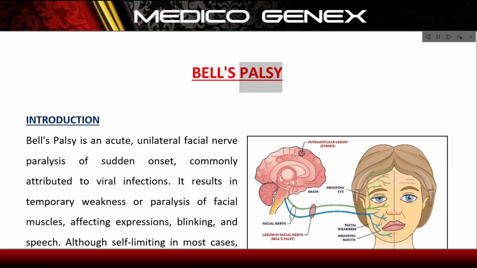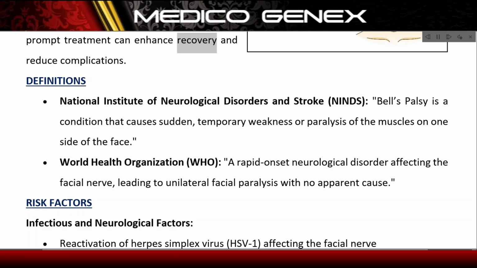Bell's palsy. Introduction. Bell's palsy is an acute, unilateral facial nerve paralysis of sudden onset, commonly attributed to viral infections. It results in temporary weakness or paralysis of facial muscles, affecting expressions, blinking, and speech. Although self-limiting in most cases, prompt treatment can enhance recovery and reduce complications.